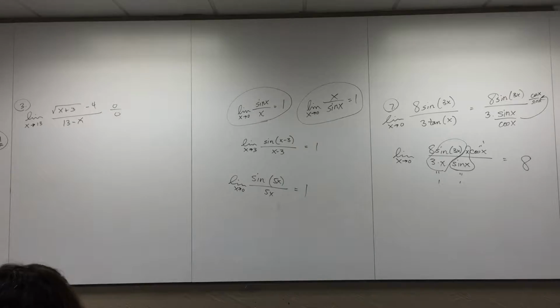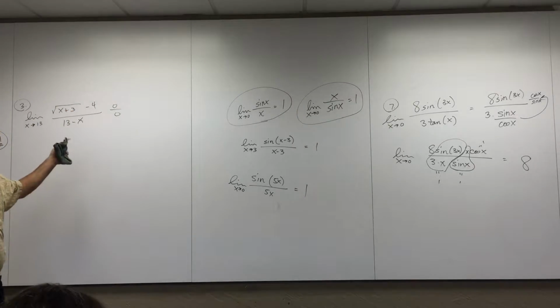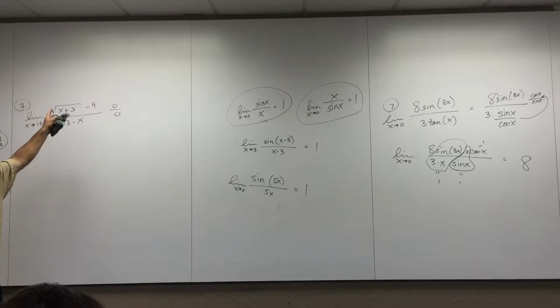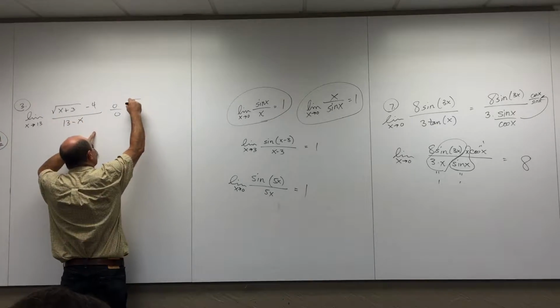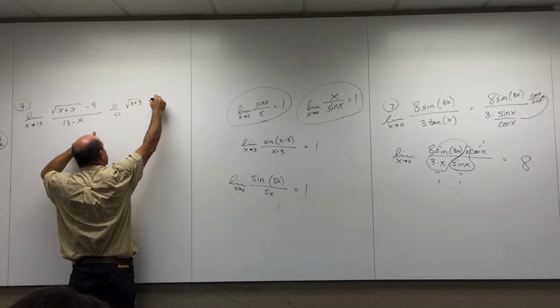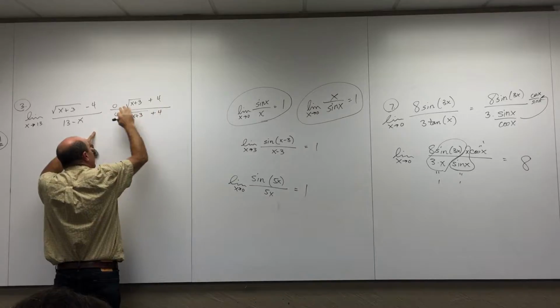Multiply by the conjugate. Right, we should do that step where we multiply by the conjugate. So it's the conjugate of the square root thing. It could be in the numerator or the denominator. It doesn't matter. You multiply by the conjugate of that square root thing, which is the square root of x plus 3 plus 4. And you multiply by the square root of x plus 3 plus 4. That's the game.